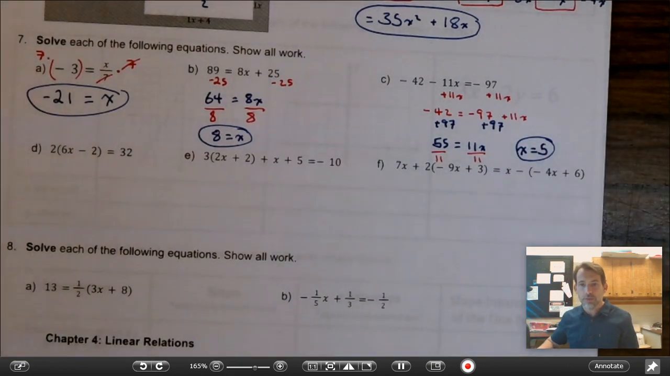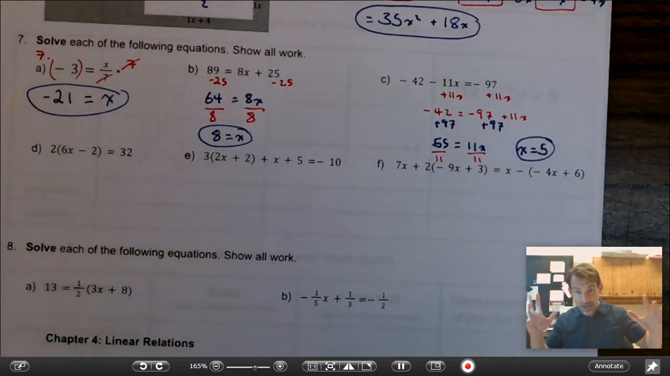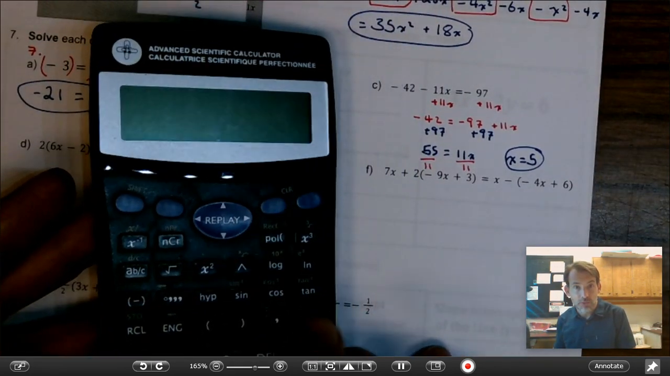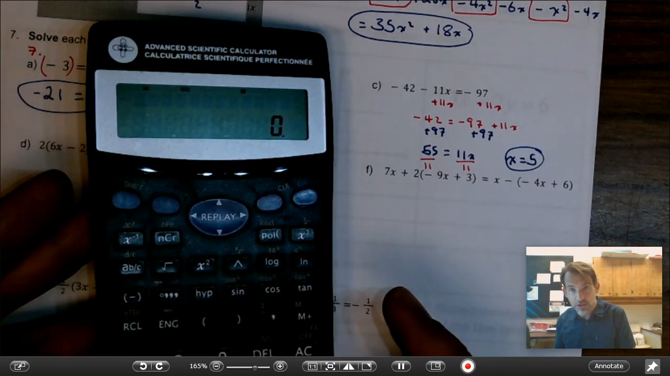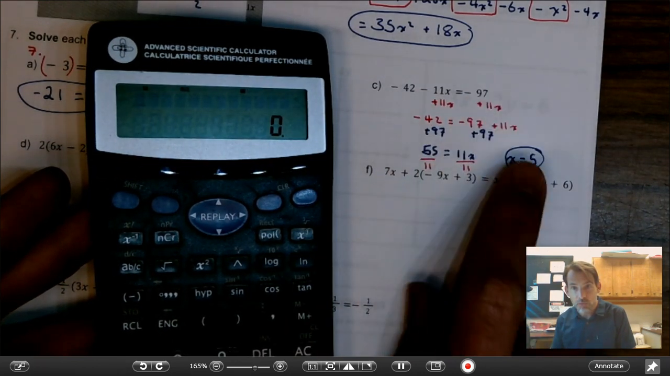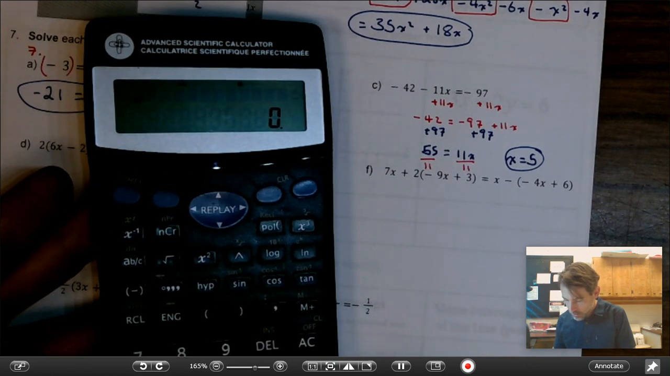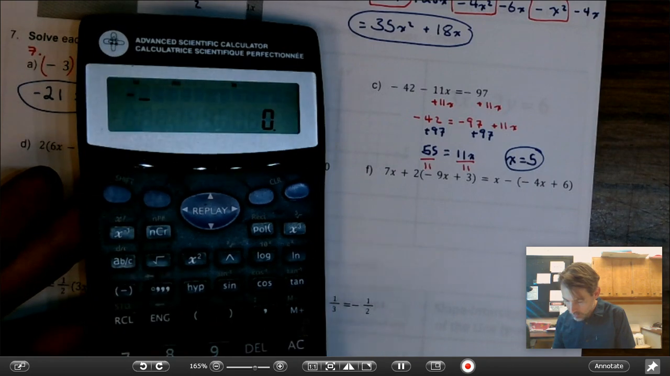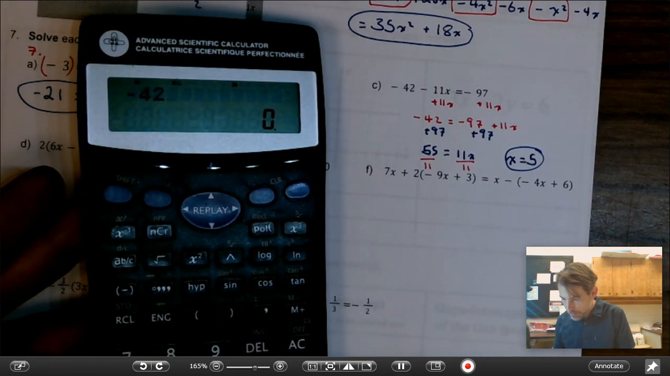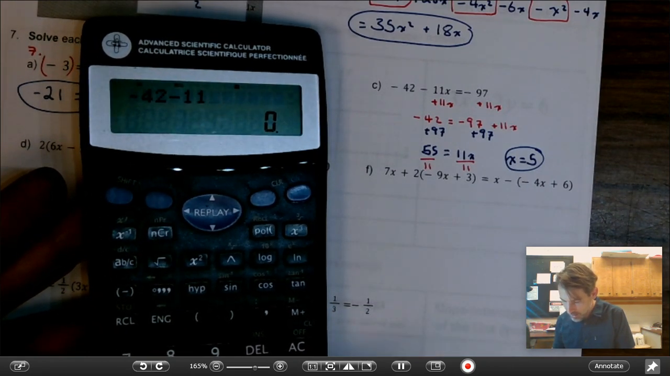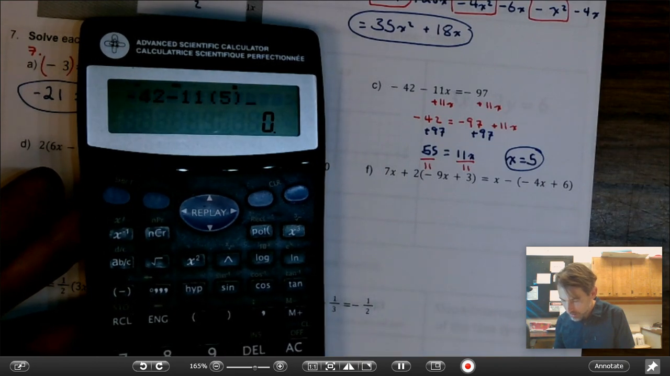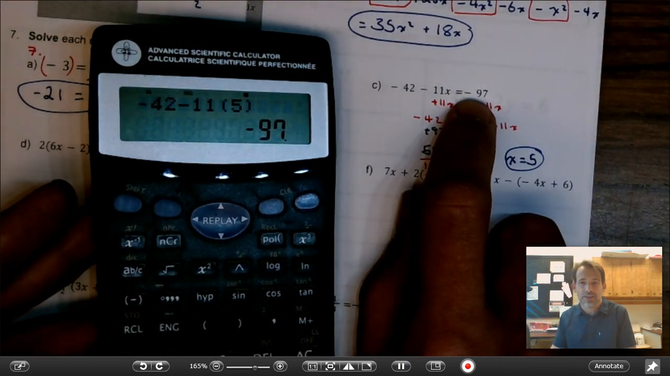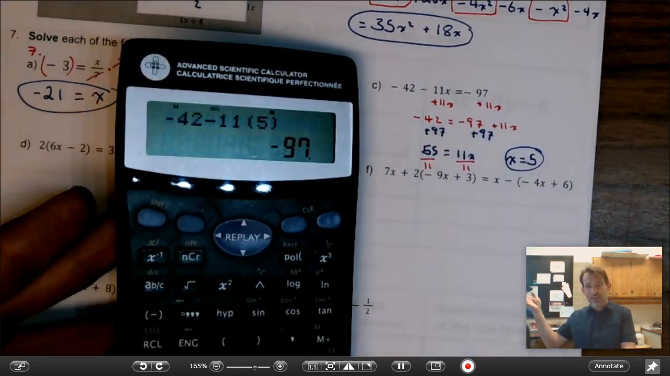Now, you're probably dying to know, Mr. Jennings, how do I check my answer using my calculator? Okay, so once you got into this stage here, you go ahead, turn on your calculator and type it in there with this as x. So -42 minus 11 times 5 equals, okay, I got -97 on that side, -97 on that side. Yay, the equal sign is telling the truth.